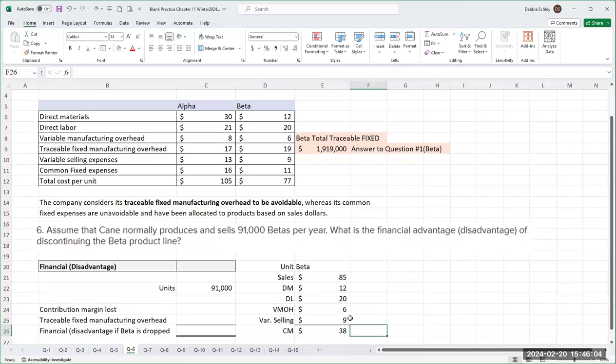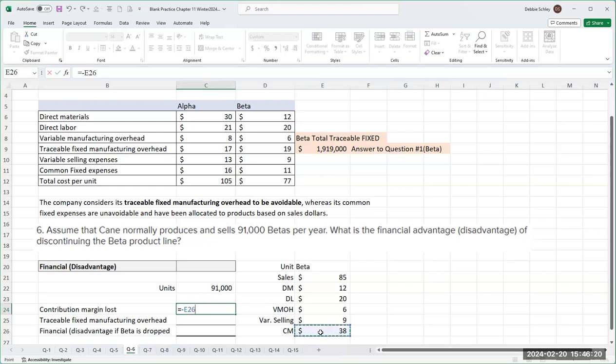So remember, if you're discontinuing a product line, then the contribution margin becomes a loss. It's a negative. So I'm going to equal a negative $38 times the units we would have produced. Okay, so that would have been a contribution margin of 3,485,000, which we are not going to make anymore if we discontinue beta.